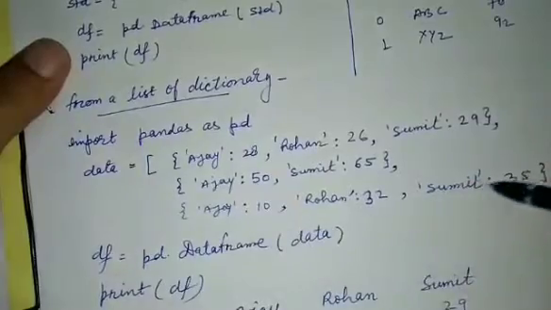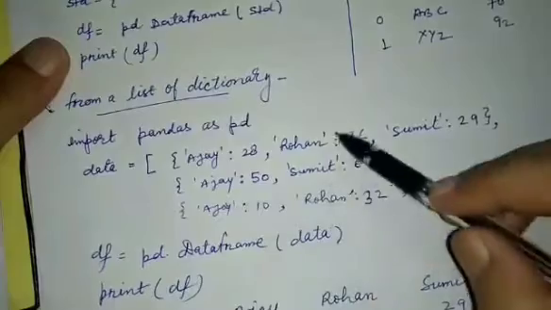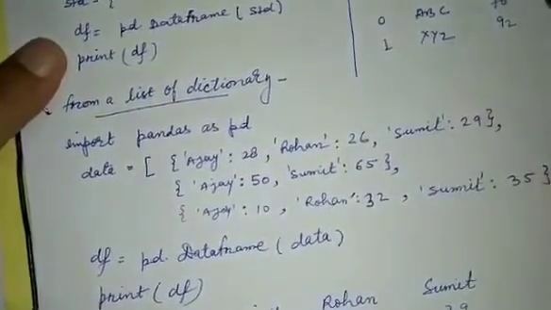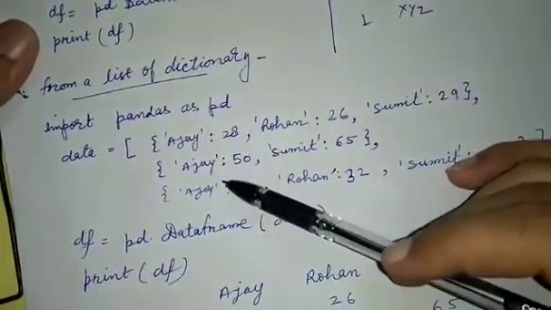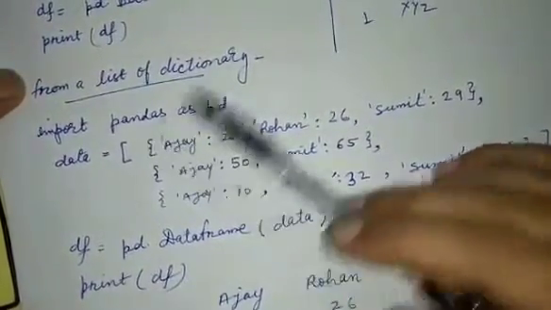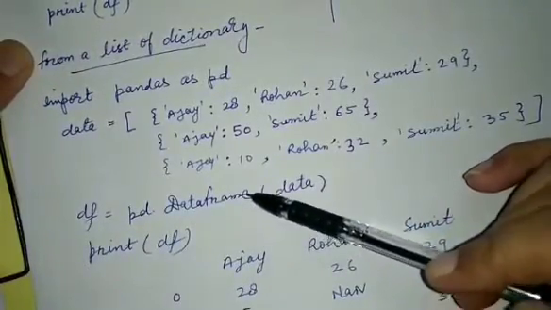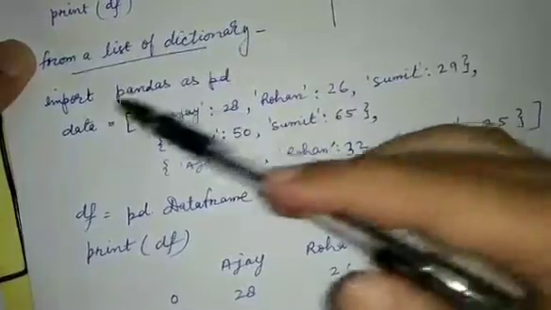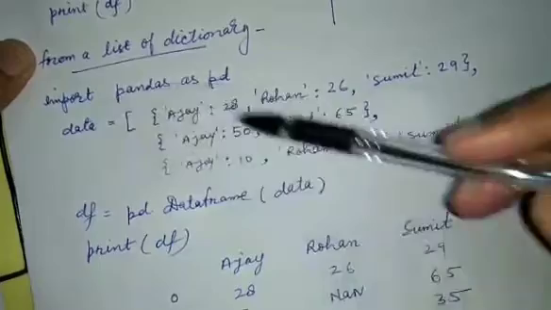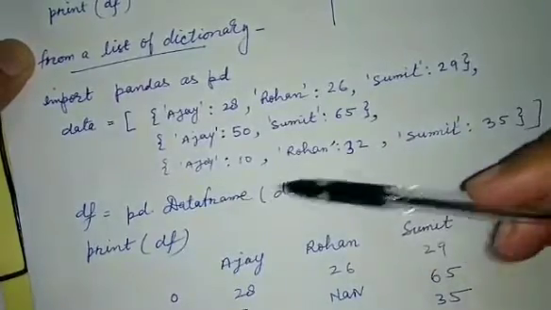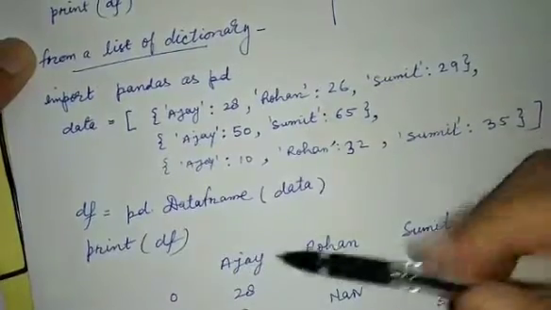The third element of this list is again a dictionary having some different values for the similar keys. So this is how we create a list of dictionaries. Now we will create a data frame out of this list of dictionaries. df is equal to pd.DataFrame, data. We are going to pass this data, the list of dictionaries, to the DataFrame method and then print the df.